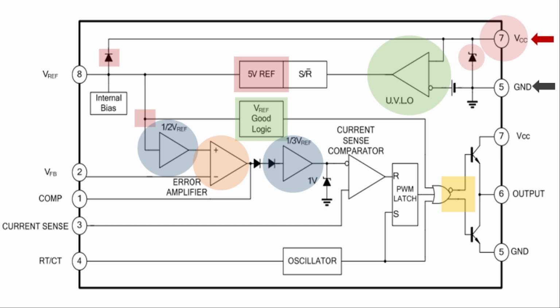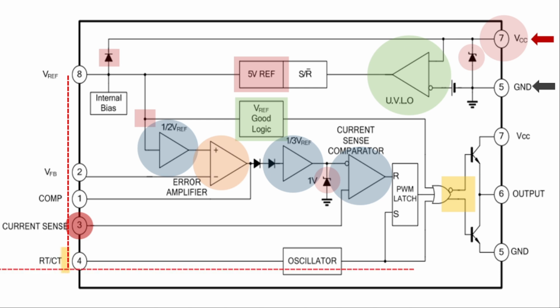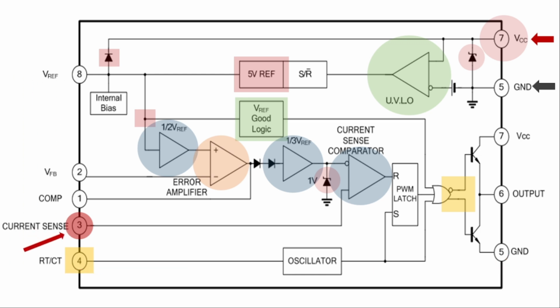The next point is its RT and CT point. This is the same point from which the frequency of the IC is defined. Here, with the help of a single resistor and a single capacitor, you can define the frequency. Here, the first point of the resistor is connected to the voltage reference of 5 volts, and the second point is connected to the RT/CT, the fourth point. Similarly, the capacitor has one end connected to the fourth point, and the second end connected to the ground. So here, you can manually adjust the frequency by using a potentiometer instead of the resistor. This will be a very good function.